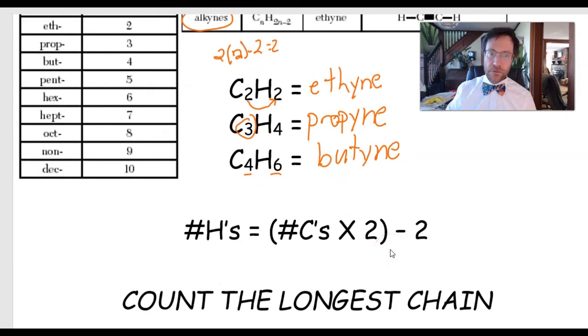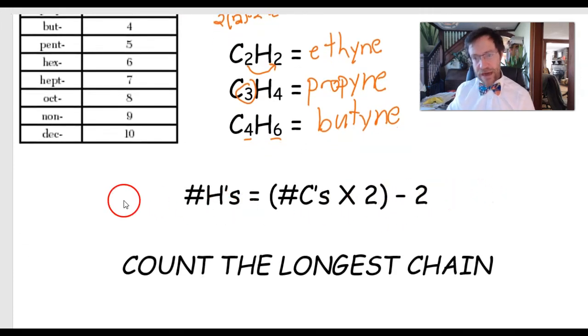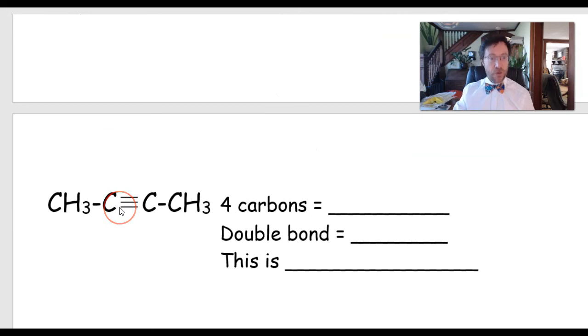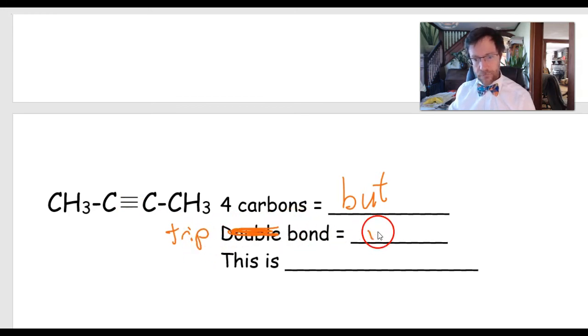Same as before, count the longest chain. If it follows this pattern, you're into butyne. So let's go through. 4 carbons, meth, eth, prop, but. There's a triple bond. This is butyne.